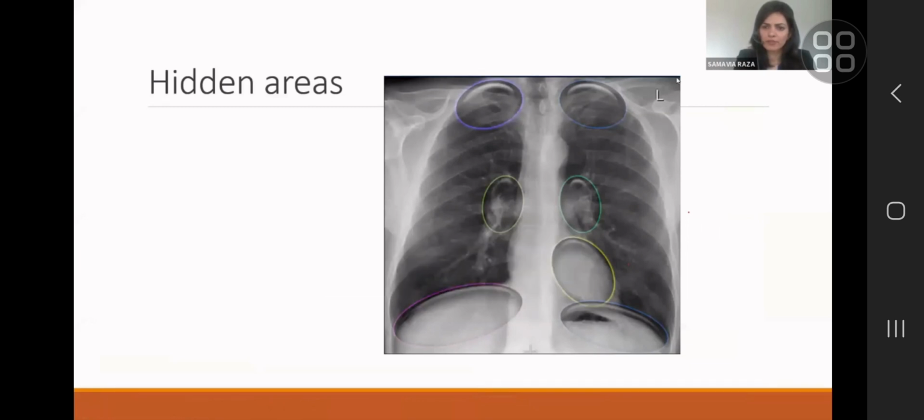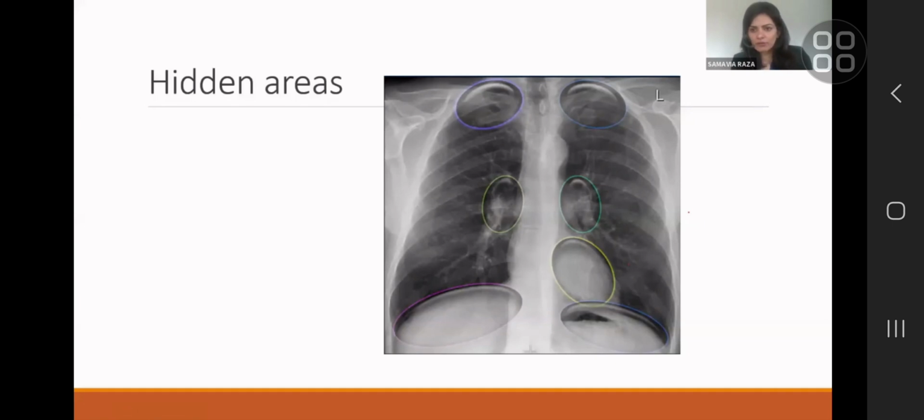Next point I was going to come to was the hidden areas of the chest. We'll get a break after 5 minutes, so these are the last 5 minutes before the break. In these 5 minutes, I'll go through where the hidden areas are, and when we come back, we can see if you can find some pathology in these hidden areas.